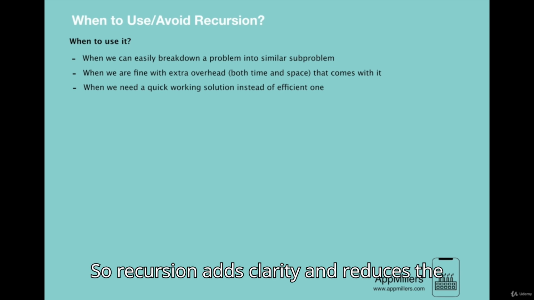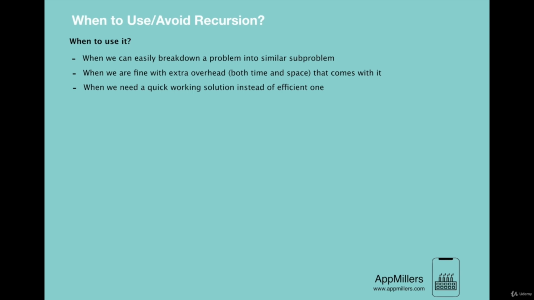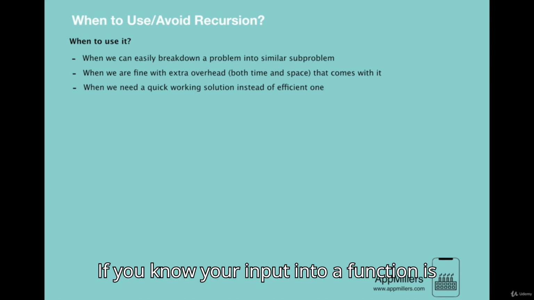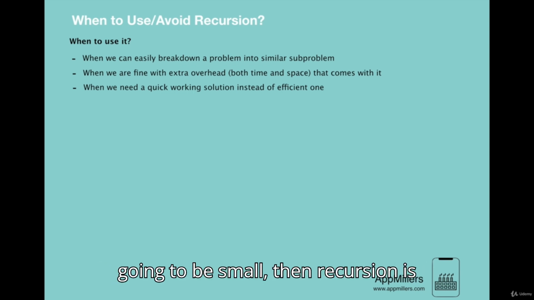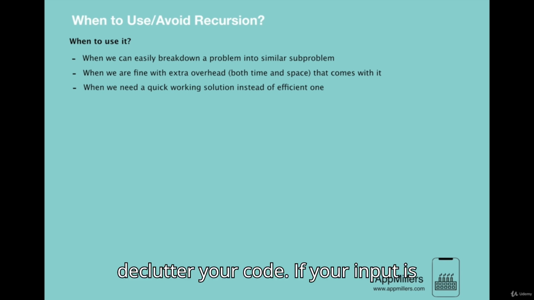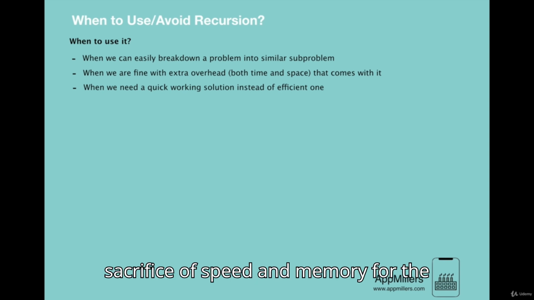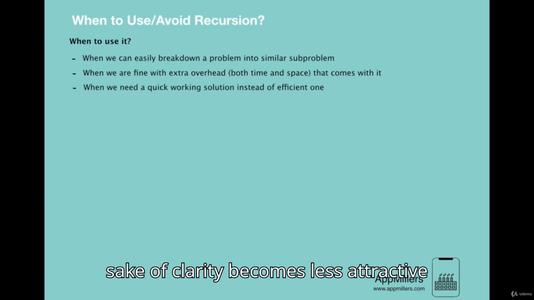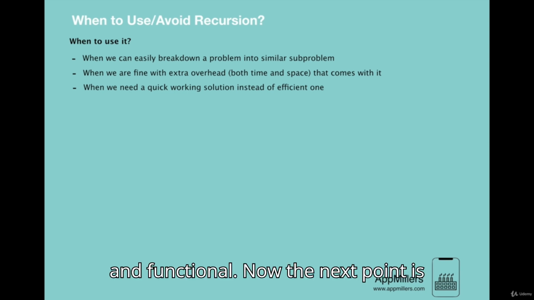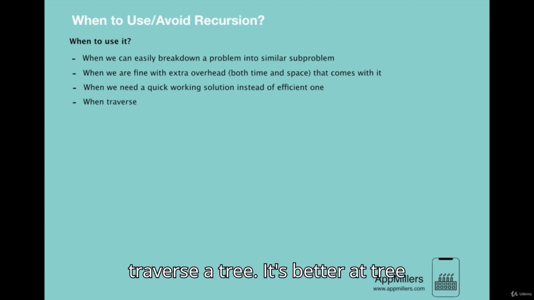So recursion adds clarity and reduces the time needed to write and debug code. If you know your input into a function is going to be small, then recursion is certainly a good choice if you want to declutter your code. If your input is sufficiently large, however, the sacrifice of speed and memory for the sake of clarity becomes less attractive and functional. Now the next point is that recursion is very useful when we traverse a tree.